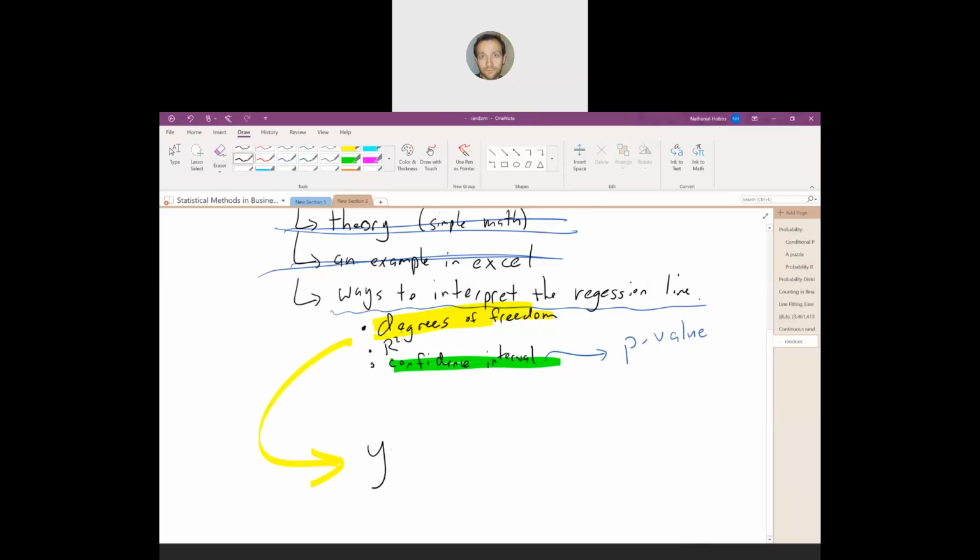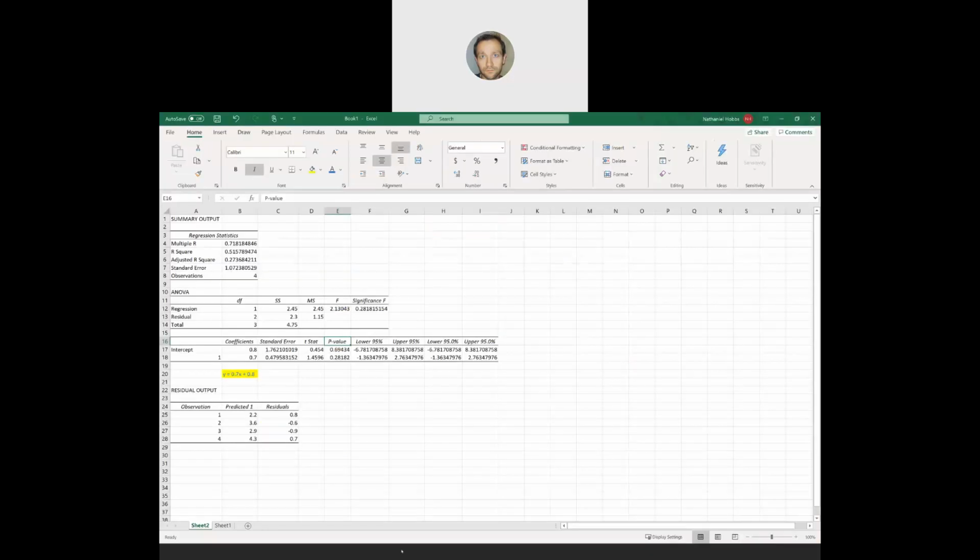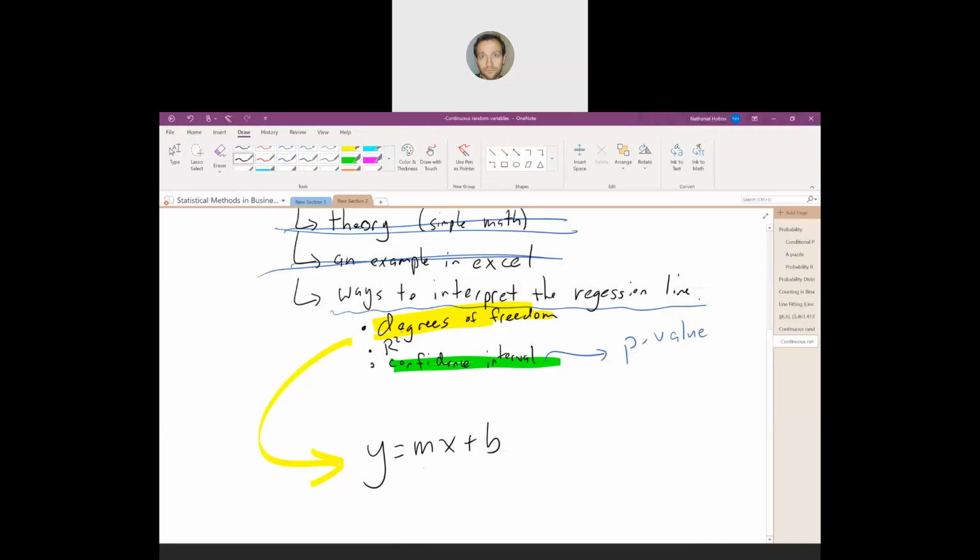Here, in this y equals mx plus b, this has, if they count, I think it's just 1 degree of freedom. Yeah. So here, this is 1 degree of freedom. You could have a different line.